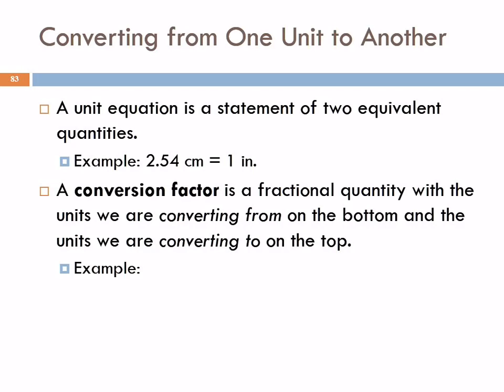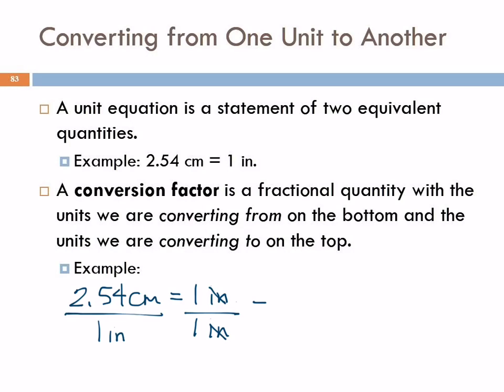We can make a conversion factor from this statement, and we do so by dividing both sides by one or the other. So let's look at how we would do that. 2.54 centimeters equals 1 inch. Well, if I divide both sides by 1 inch, this is still an equality because I did the same thing to both sides. On the right side now, inches over inches equals 1, and 1 over 1 equals 1, and so this is equal to 1. 2.54 centimeters over 1 inch is equal to 1.